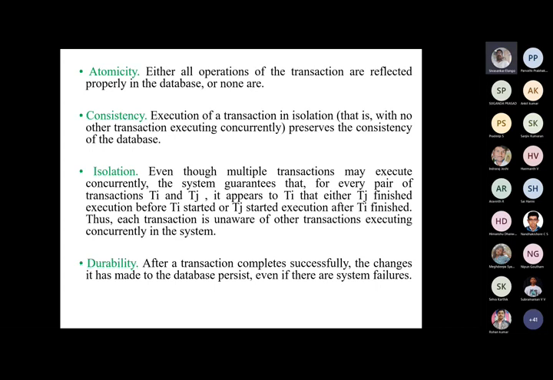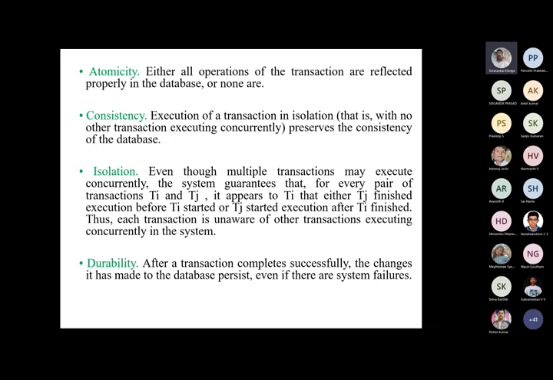So consistency means execution of a transaction in isolation, one transaction followed by another transaction, or one instruction followed by another instruction, preserves the consistency of the database, right? So the isolation property, right?